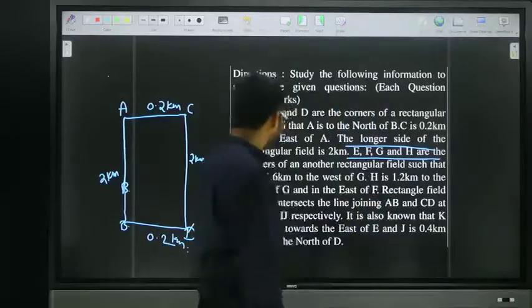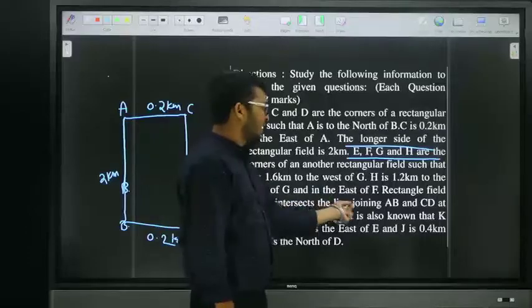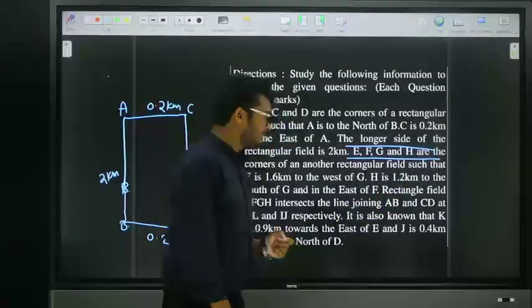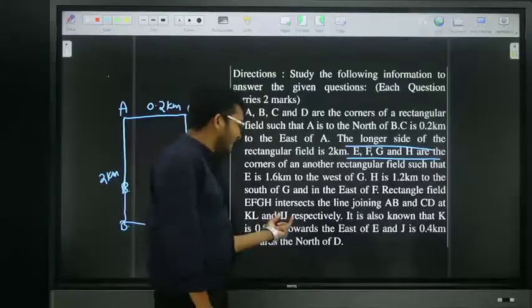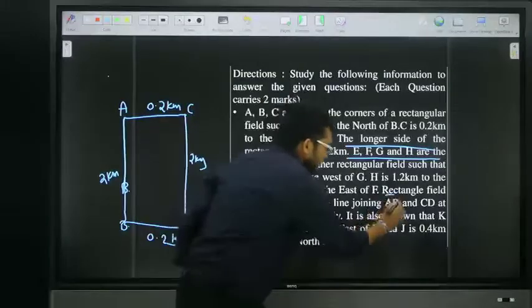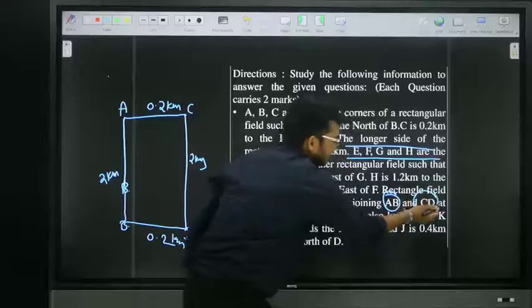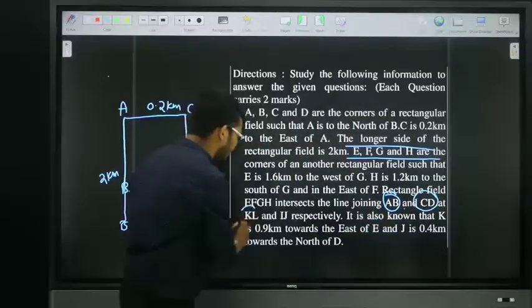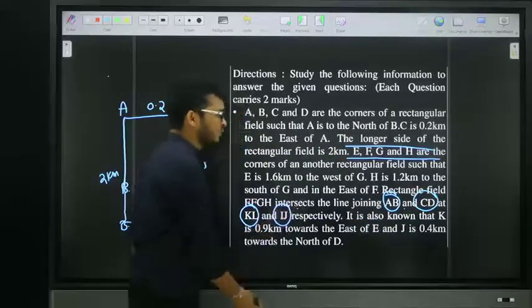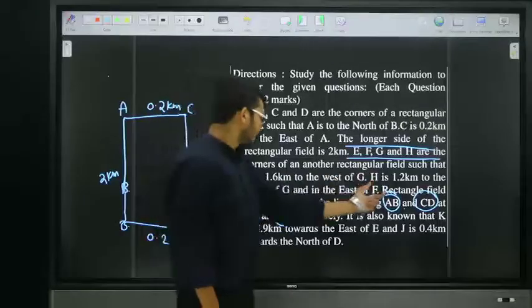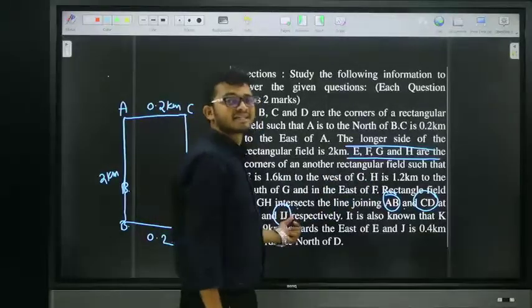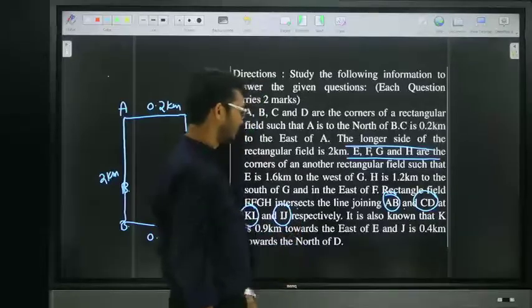The rectangular field EFGH intersects the lines joining AB and CD at KL and IJ respectively. AB and CD are joined at KL and IJ. That means AB is intersected at KL and CD is intersected at IJ respectively.